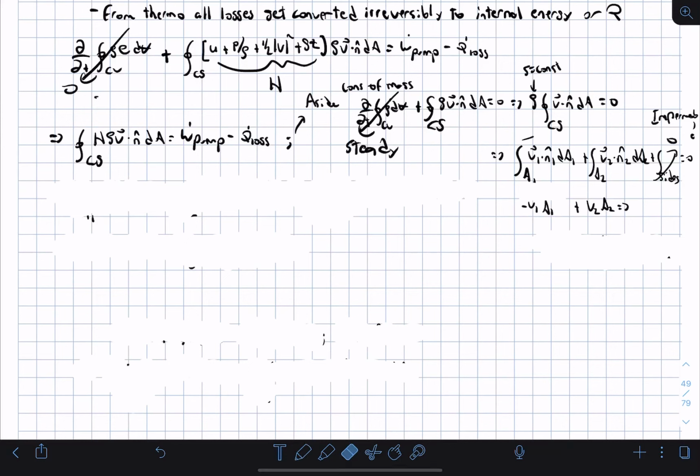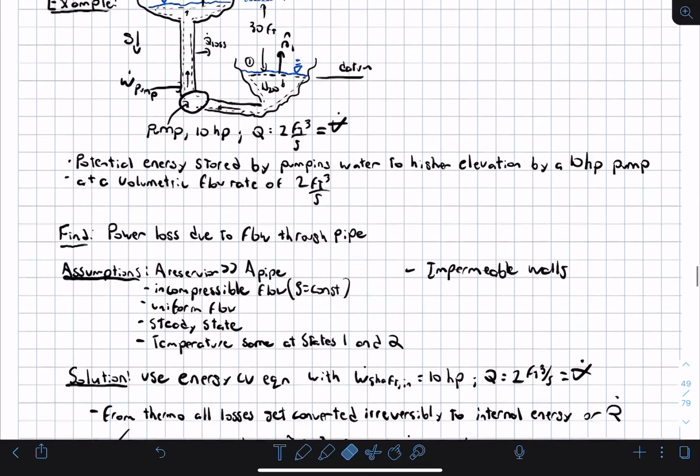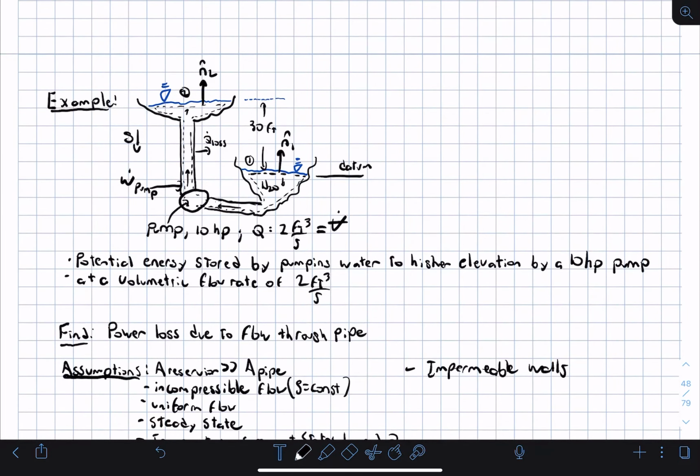And we note that basically the velocity vector 1, since it'll be going down, will be minus v1 n hat 1, and since the second reservoir is being filled, the velocity vector at 2 will be equal to some velocity magnitude v2 n hat 2. Since this surface will be moving up, it'll be flowing in the direction of n hat 2.